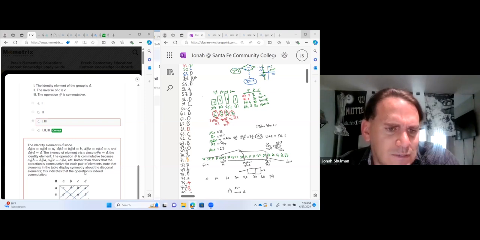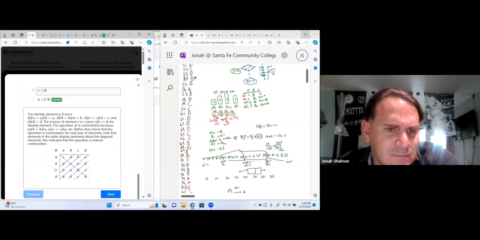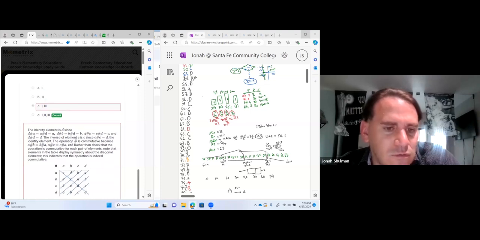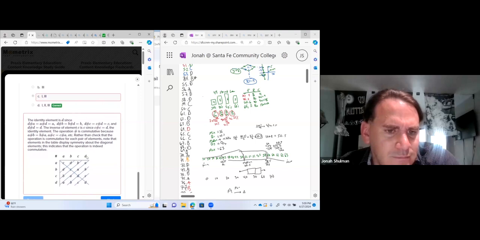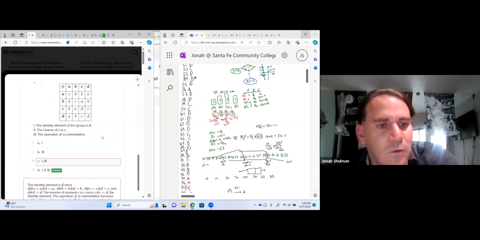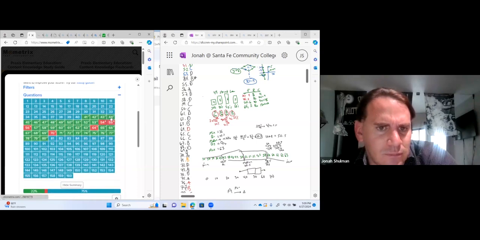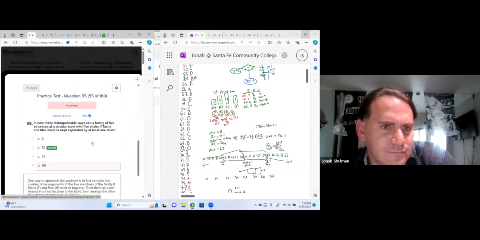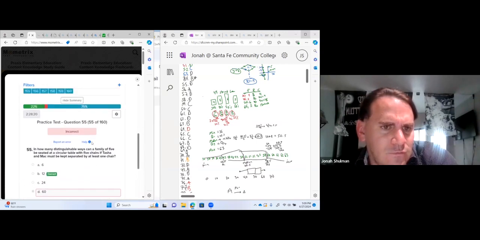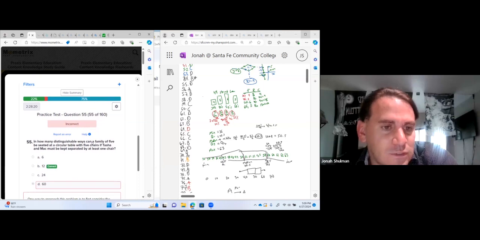But the reason why it's this, rather than check that the operation is commutative for each pair of elements, note that the table has symmetry along the diagonal. This thing. Oh, that's pretty. Okay, cool. So I missed that one. Let's see what else I missed. Let's look at 55. And how many? Oh, it's the seating one.